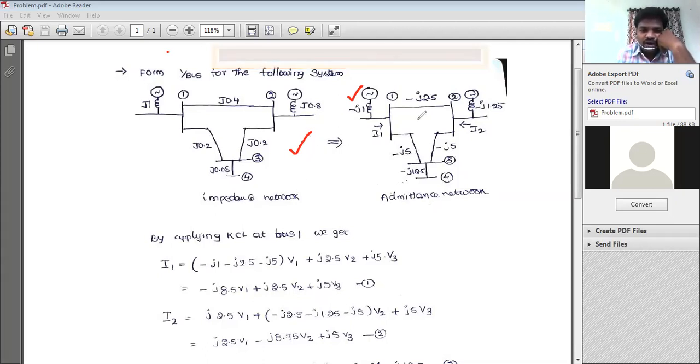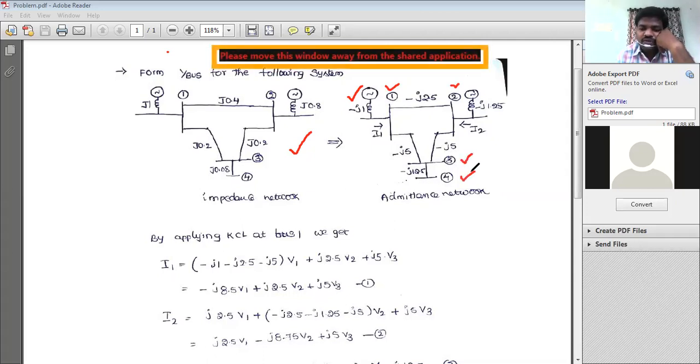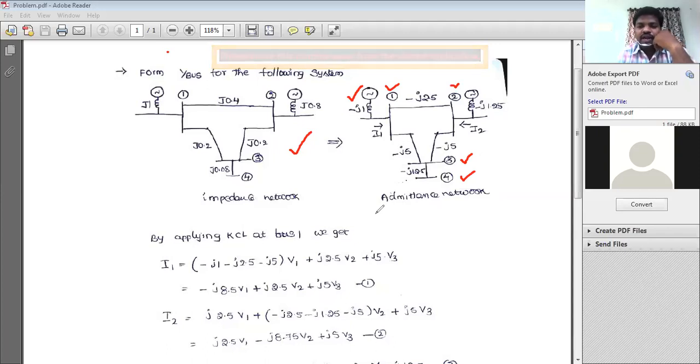Later, we will have a total of 4 buses: bus number 1, bus number 2, bus number 3 and bus number 4. Based on the number of buses, you will get the number of algebraic equations. That is very important here, right? So the Y bus is of size 4 by 4. At the end of this problem, you will find the Y bus matrix size is 4 by 4. That means you will get 4 algebraic equations.